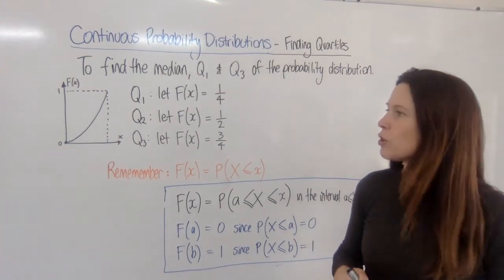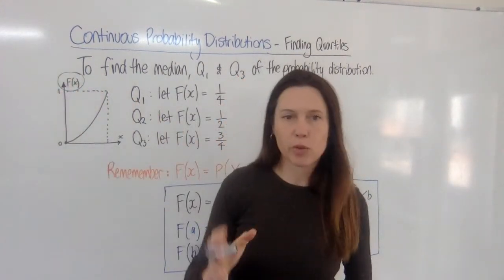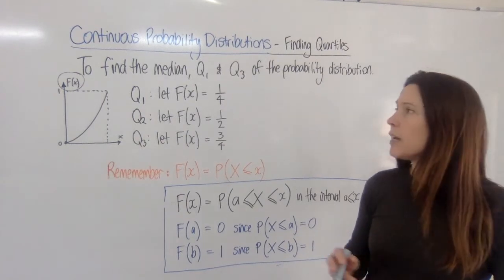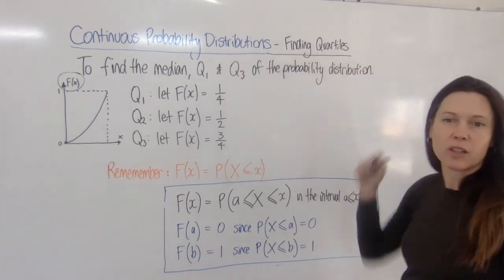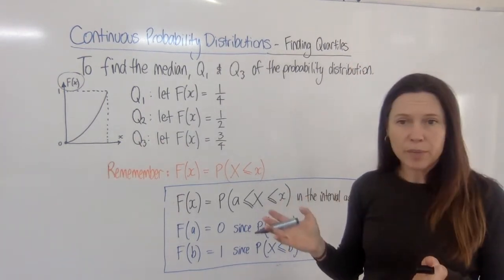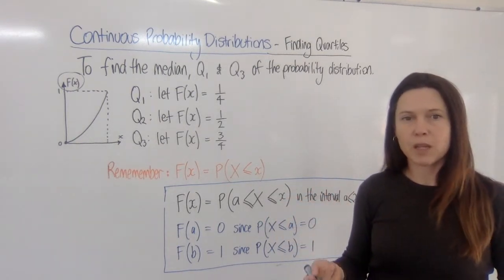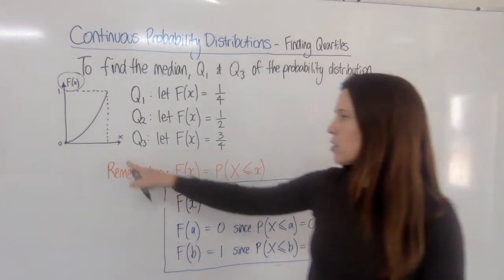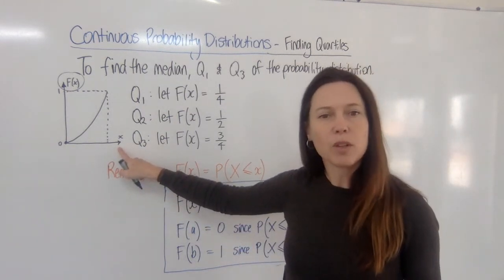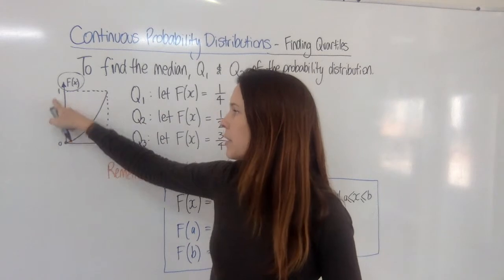Now, another thing that you can do with your big F of x, or your cumulative distribution function, is you can use it to find quartiles, and that includes the median. The thing that you've got to be really careful of is to remember what you're finding the quartiles of. You are not looking for quartiles of the possible values. You're looking for quartiles of the probabilities.